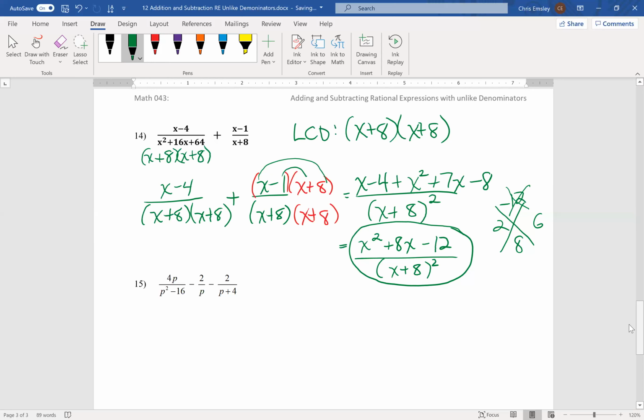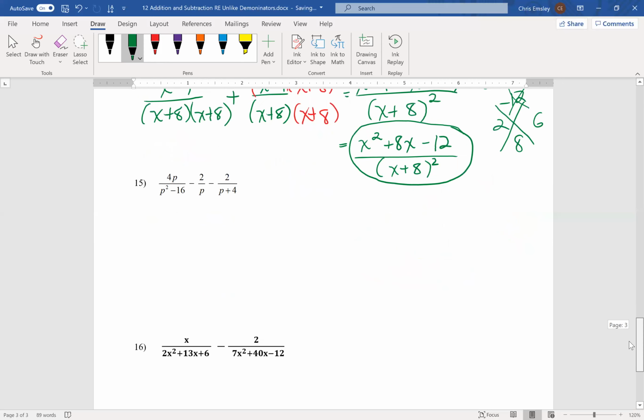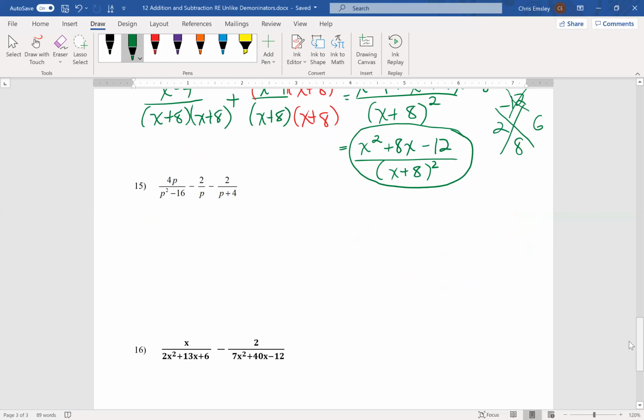Okay, and then I'm going to do number 15. I think that'll be our last example. You could try 16 and 17 for fun on your own if you like. Before we start number 15, factor the denominator. That first one is the difference of 2 squares. And then let's think about what our LCD would be.